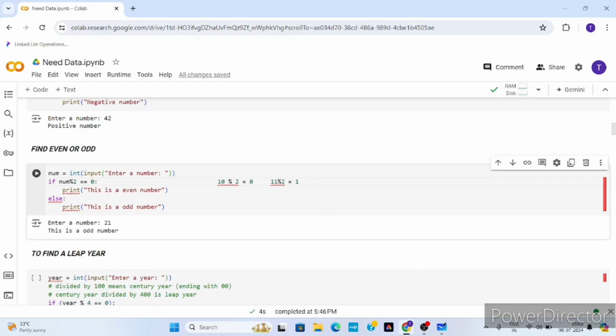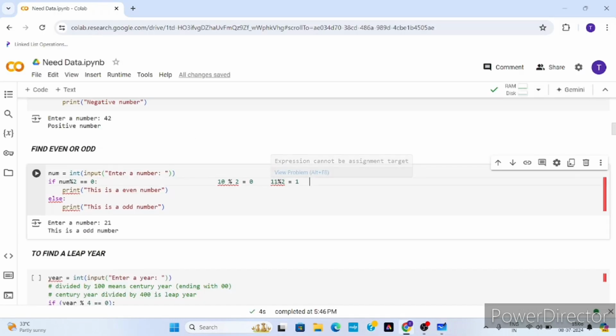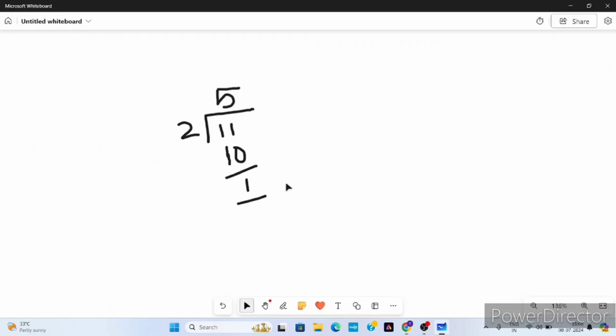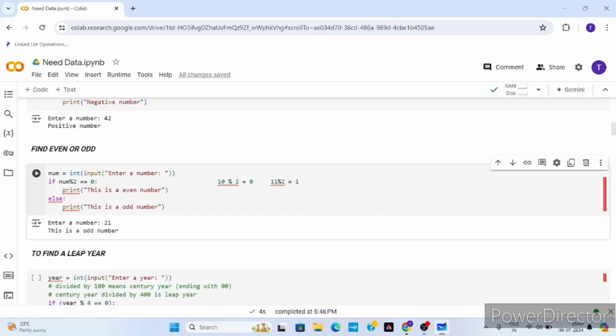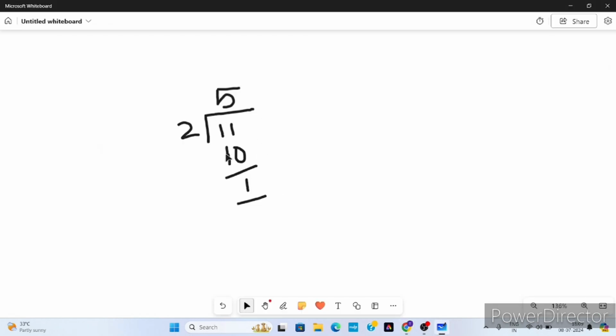Just use this. Here you can see, like this bracket. Here this 2 is the divisor, and 11 is the dividend which we have here. While dividing this, I get quotient 5 and the remainder as 1. This remainder is the value of this number.